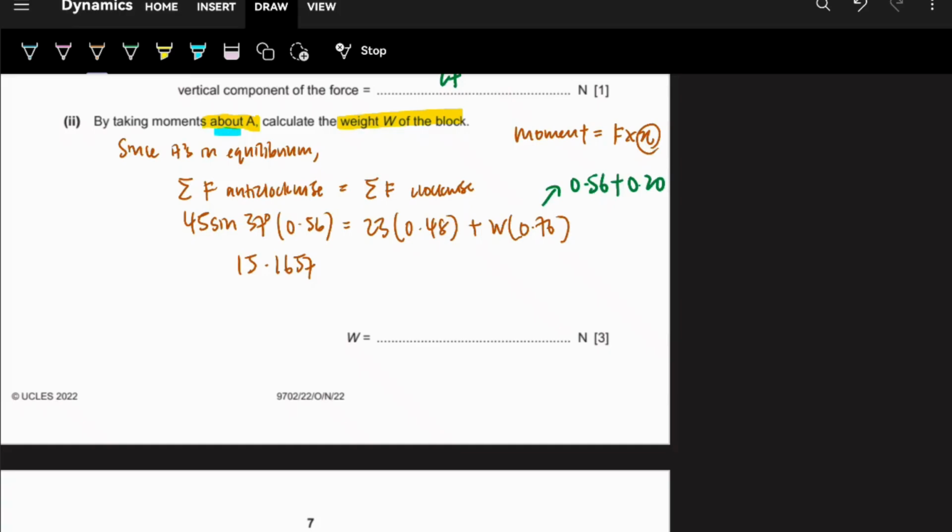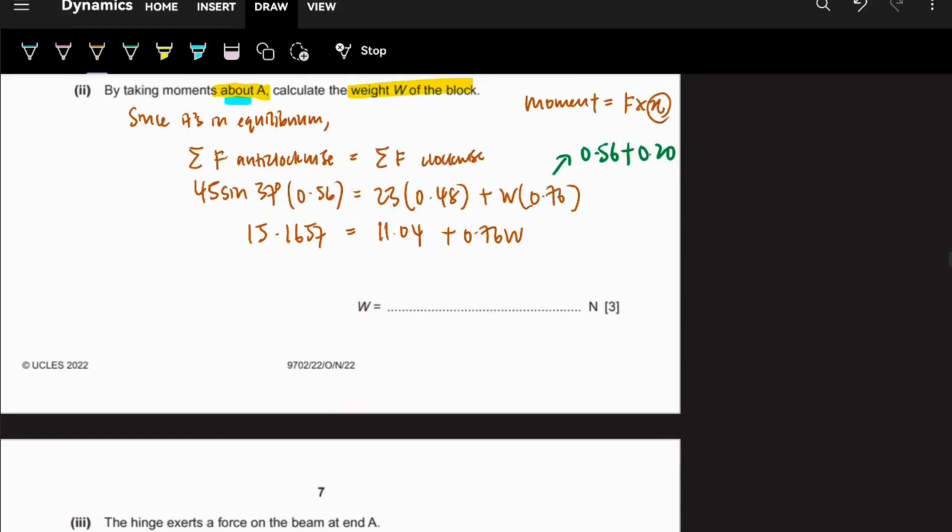This gives you 15.1657. When you are in the process of calculating, try to leave your answers in 3 or 4 significant figures. When it's a final answer, then you do it minimum to 2 yourself. This is to ensure accuracy throughout your calculation. 23 times 0.48, 11.04 plus 0.76 W.